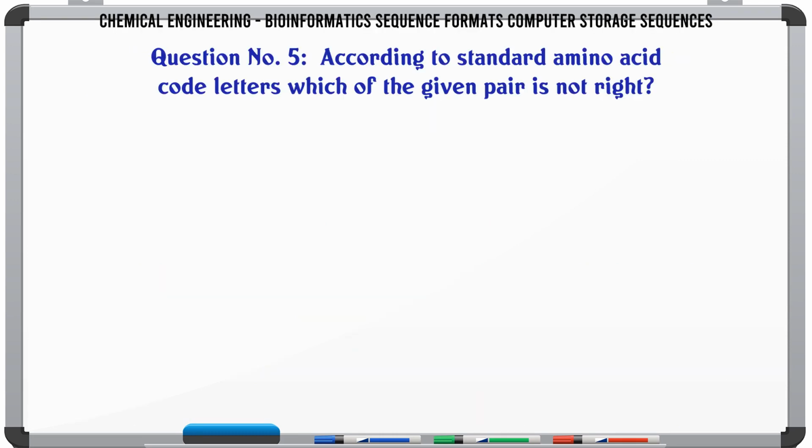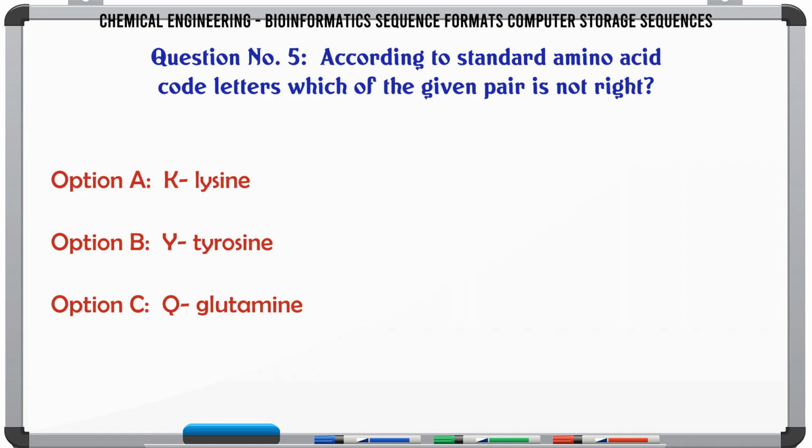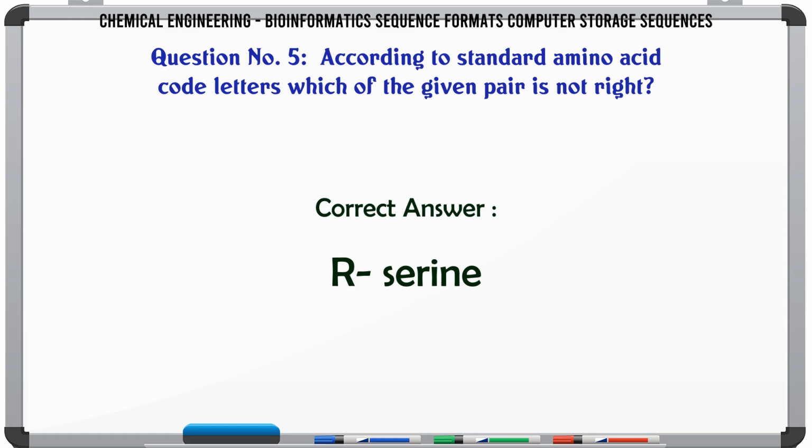According to standard amino acid code letters, which of the given pair is not right? A. K, lysine. B. Y, tyrosine. C. Q, glutamine. D. R, serine. The correct answer is R, serine.